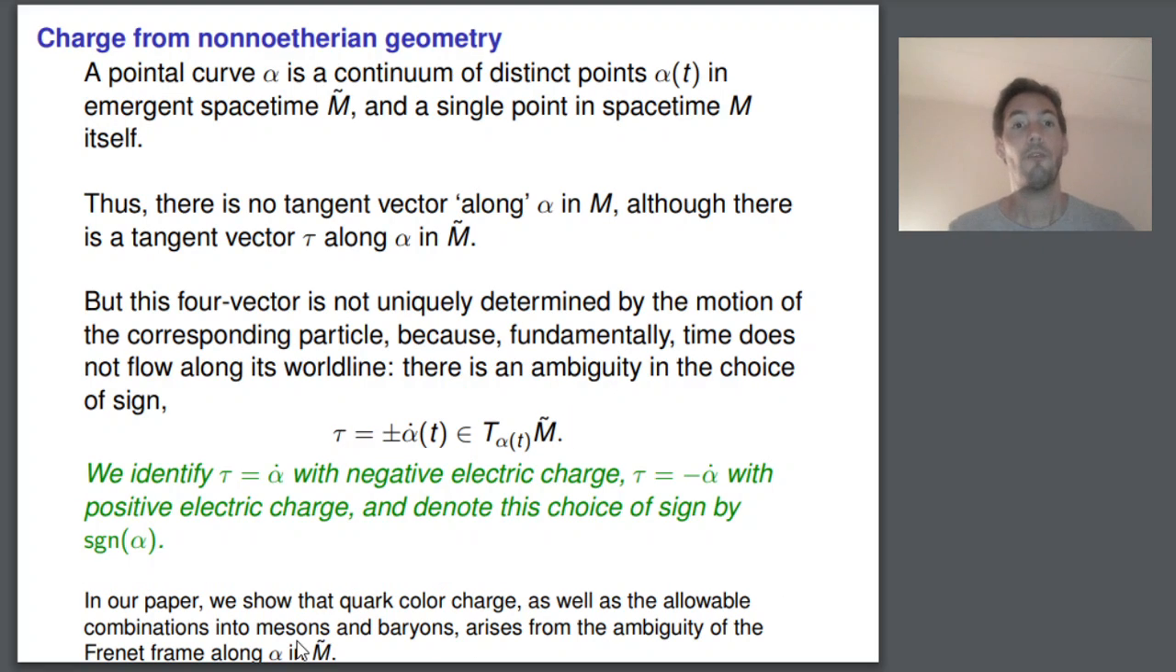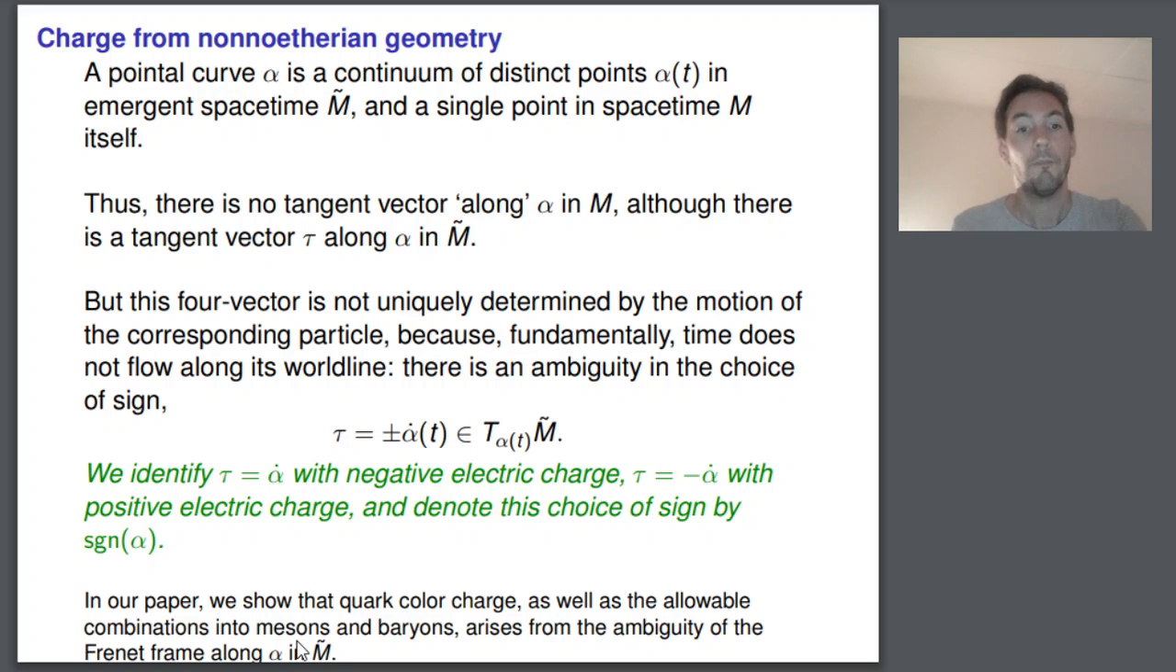A pointal curve alpha is a continuum of distinct points alpha t in emergent spacetime M tilde, and a single point in spacetime M. Thus, there is no tangent vector along alpha in M, although there is a tangent vector tau along alpha in M tilde. But this 4-vector is not uniquely determined by the motion of the corresponding particle, because fundamentally time does not flow along its world line. There is an ambiguity in the choice of sign. We identify this choice of sign with the electric charge of alpha, and denote it by sign of alpha.